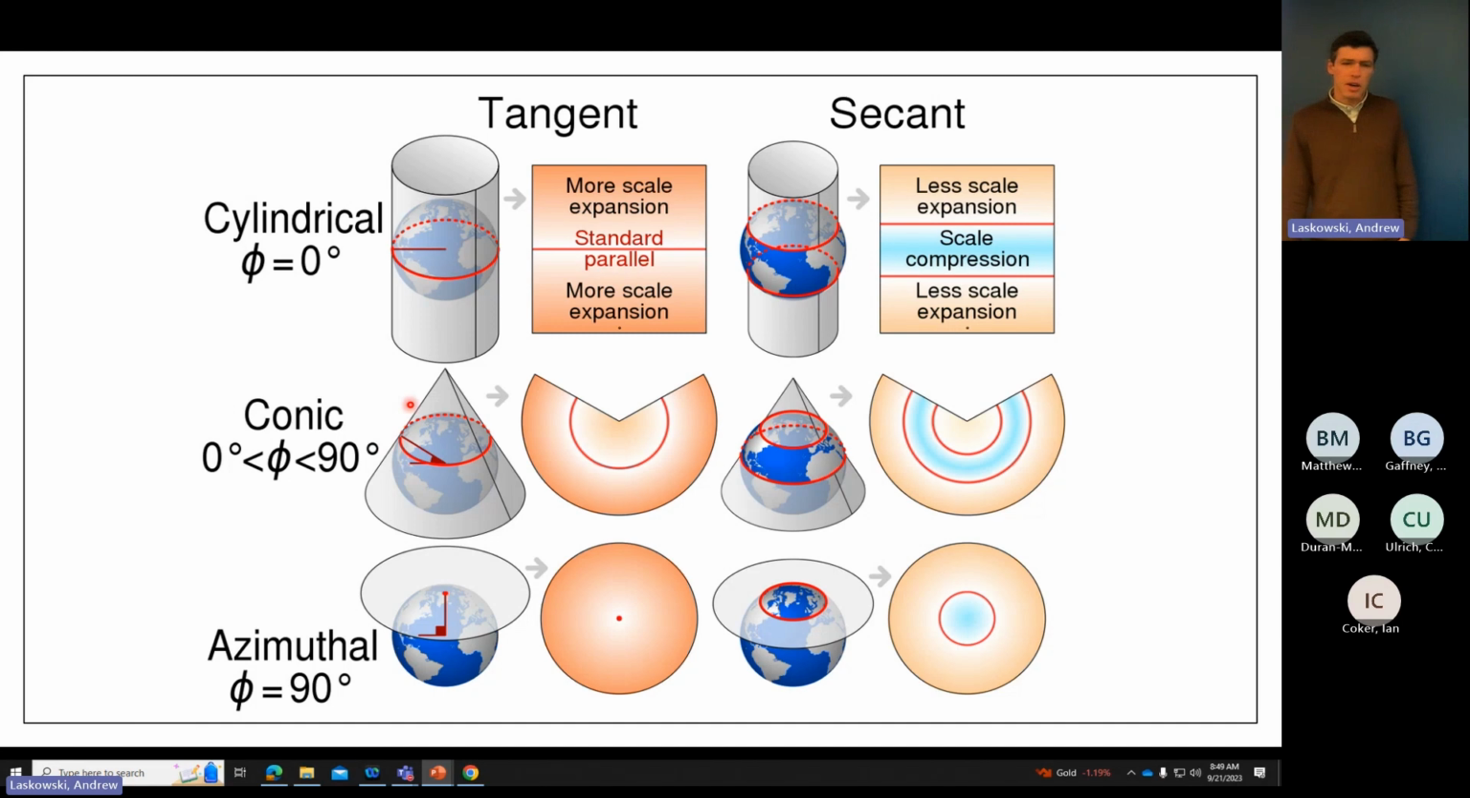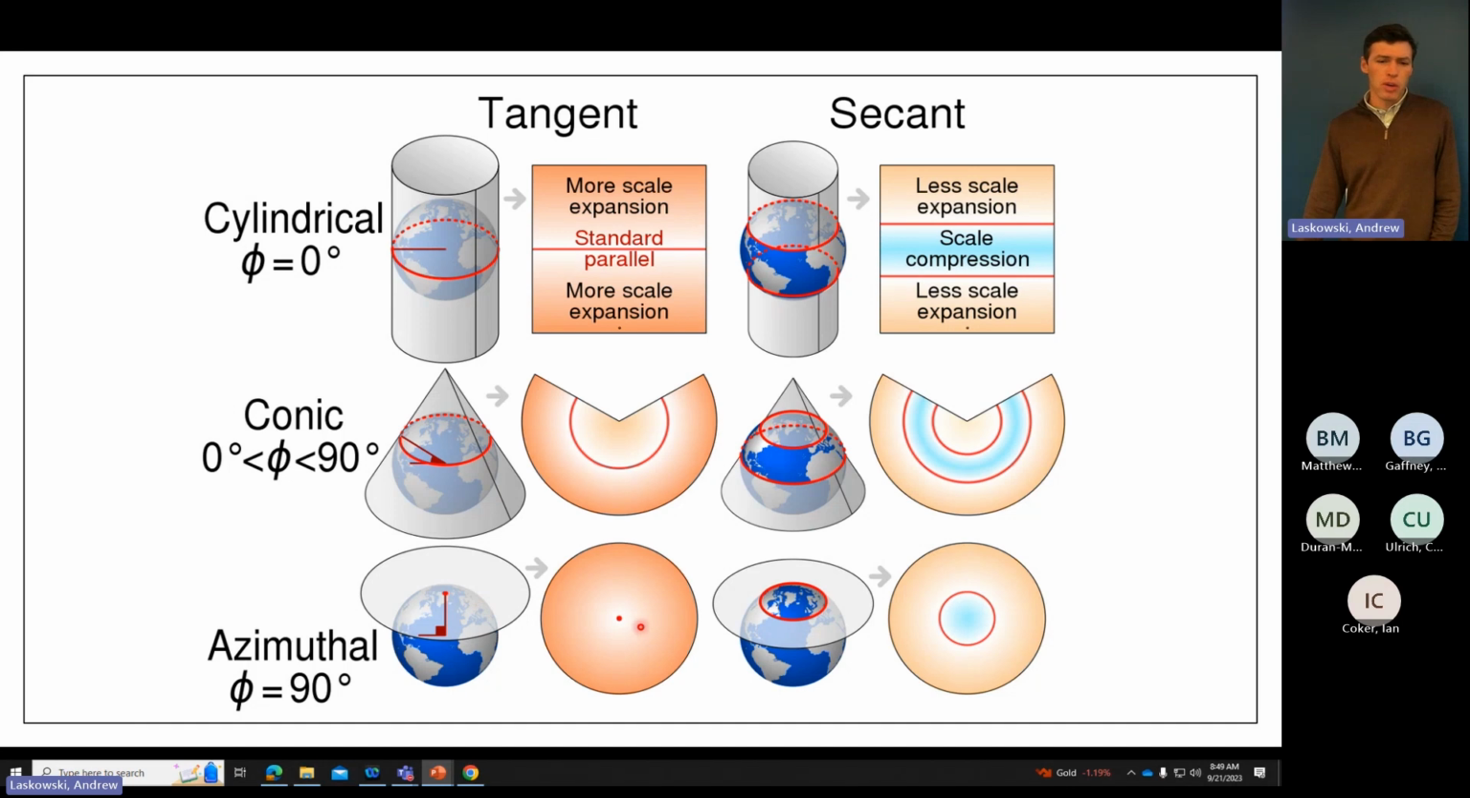And also the distortion towards the poles is a little bit less, but the further south you go, the more dramatic the issues you're gonna see with scale expansion. So if you were making a map of, let's say, the United States, a conic projection is not a bad choice because that standard line kind of runs right through the middle of the US. And then again, you can also do a tangent or a secant version of that.